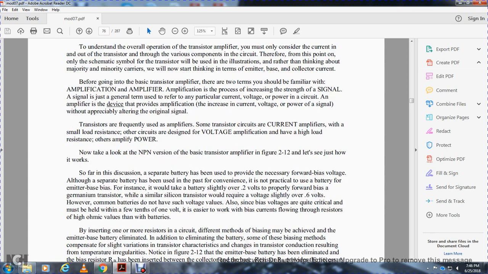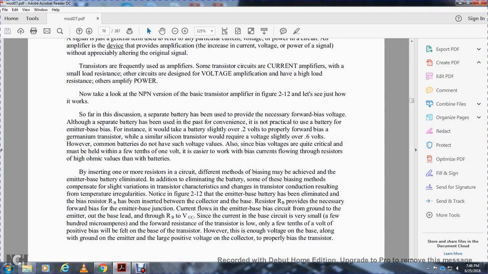Let's see how it works. So far in this discussion, a separate battery has been used to provide the necessary forward bias voltage. Although a separate battery has been used for convenience, it is not necessary to have a separate battery for the emitter base bias.